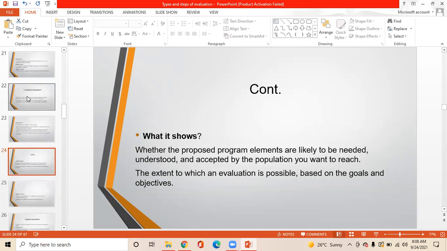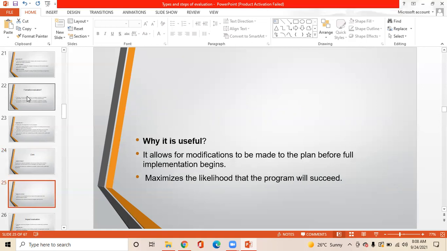Now, what does formative evaluation show? It shows whether the proposed program elements are likely to be needed, understood, and accepted by the population you want to reach. The extent to which an evaluation is possible based on the goals and objectives. And why is it useful? Because it allows for modifications to be made to the plan before full implementation begins. It maximizes the likelihood that the program will succeed.